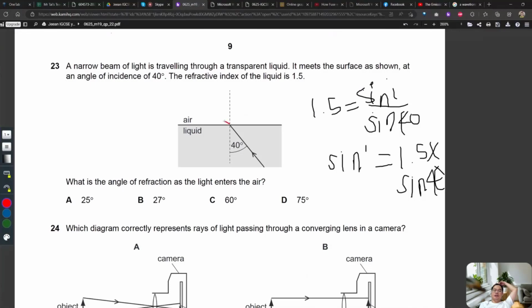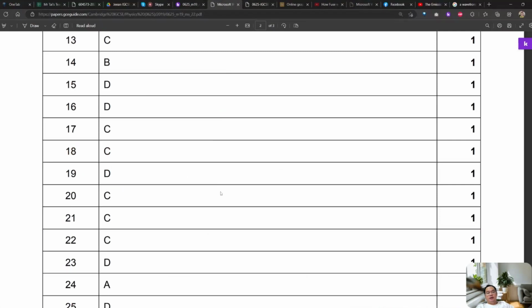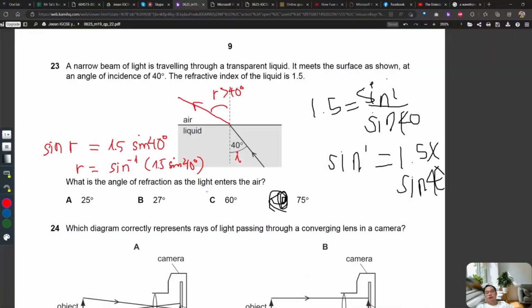The refracted ray in the air will make a greater angle compared to 40. This refracted angle R must be greater than the incident angle of 40 degrees, because the air has a lower refractive index than the liquid, which means light travels faster in the air than in the liquid. So sine of R is 1.5 multiplied by sine of 40. Then you calculate R by the inverse sine of 1.5 times sine of 40 degrees: 75. Question 23 is correct, 75. Well, good job.